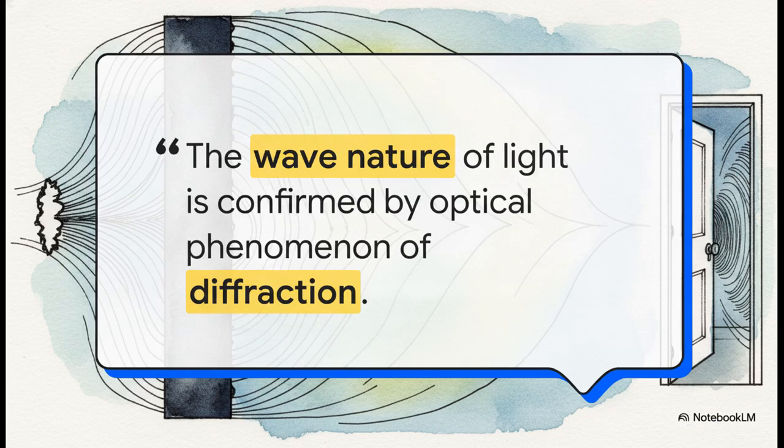Think about how you can clearly hear someone talking out in the hallway even if you're deep inside a room, right? Sound waves naturally bend around the edges of the doorway. Well, Grimaldi proved that when light falls on an obstacle about the same size as its wavelength, it similarly bends right around the edges and leaks into the geometrical shadow. This bending of light, that's what we call diffraction.